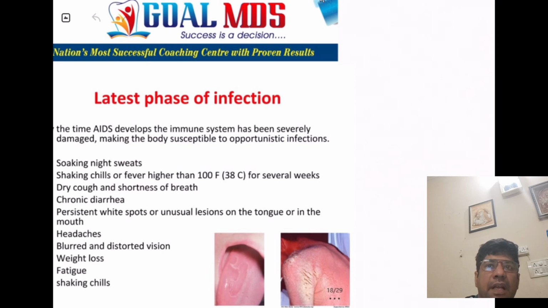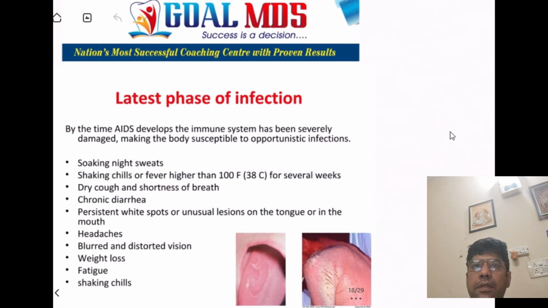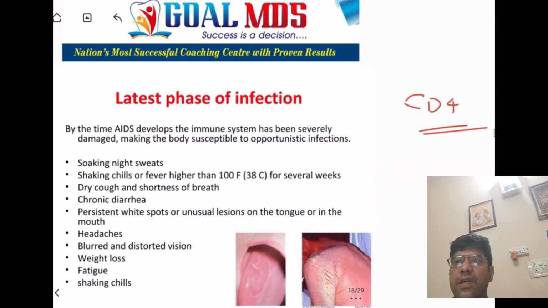HIV latency refers to the period during which the virus is present in the body, but it is not actively replicating and causing symptoms. During this phase, the virus resides within certain immune cells, that is the CD4 T cells, but it is not producing new virus particles at a high rate.